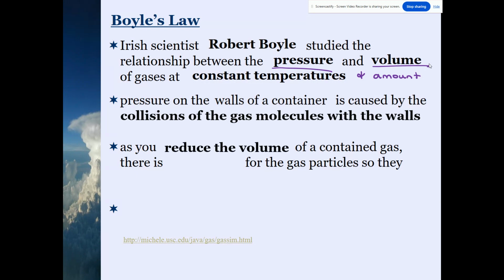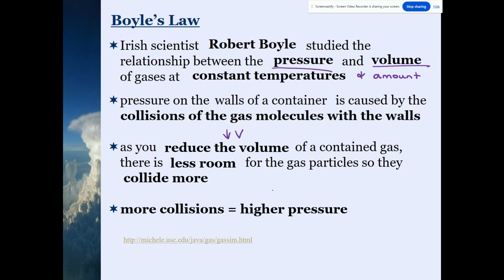So what that means is if you were to reduce the volume of the container, the gas particles get closer and they start to collide more. If they're colliding more, that means your pressure is increasing, because the pressure, again, is the collision with the molecules.